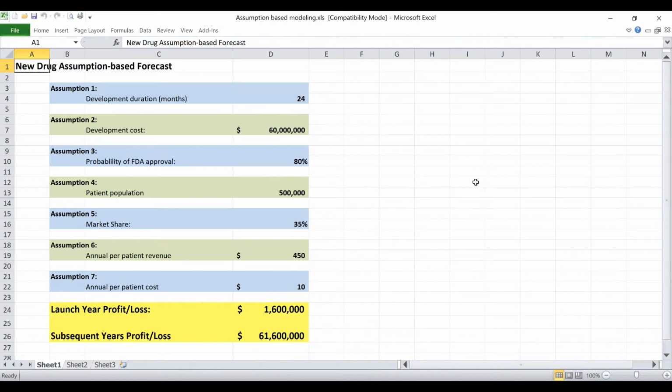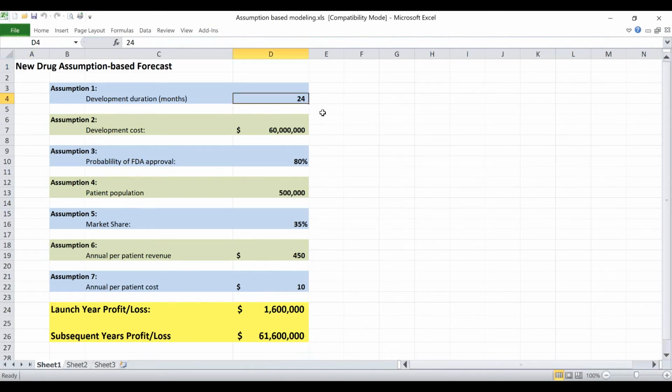And this example, which is a very simple one, is the idea is, let's say I'm working for a pharmaceutical company, and we're going to be developing a new drug, and the question is, will it be profitable? So we need to come up with a forecast. And with an assumption-based model, you start by making some assumptions, and here they are.